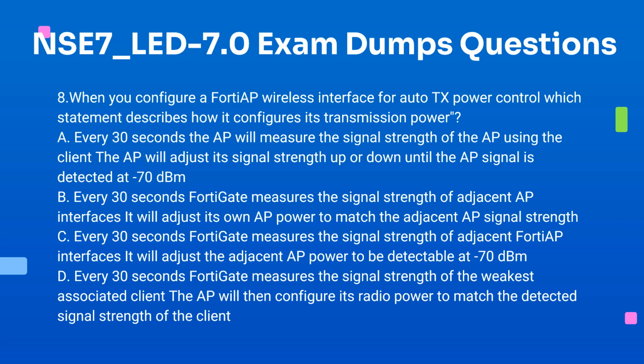B. Every 30 seconds FortiGate measures the signal strength of adjacent AP interfaces. It will adjust its own AP power to match the adjacent AP signal strength. C. Every 30 seconds FortiGate measures the signal strength of adjacent FortiAP interfaces. It will adjust the adjacent AP power to be detectable at -70 dBm. D. Every 30 seconds FortiGate measures the signal strength of the weakest associated client. The AP will then configure its radio power to match the detected signal strength of the client.